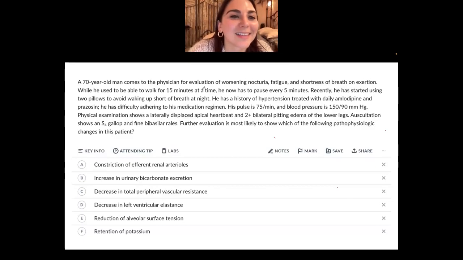So, all right. This guy's got left-sided heart failure, right? He's using 2 pillows to avoid waking up short of breath at night. So he's got orthopnea, history of hypertension, high blood pressure. He's got pitting edema. He's got a gallop, and he's got rales. So he's got pulmonary congestion.